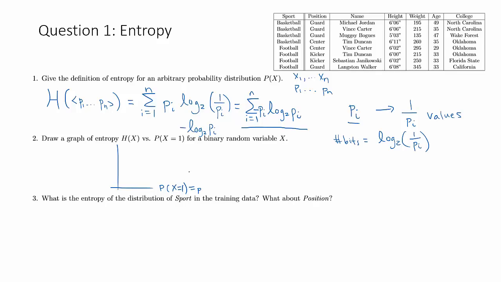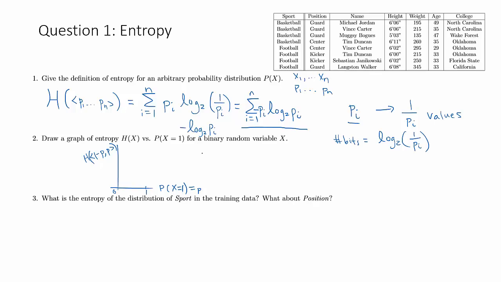So what's the domain for this value? Well, this value can only take on values between 0 and 1, since it's a probability value. The y-axis is going to correspond to the entropy of our distribution. And here, since we only have two values, the value for, say, x equals 0, that's just going to be 1 minus p. And the value for p of x equals 1, that's just p.